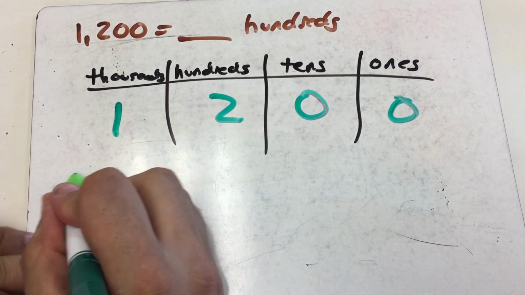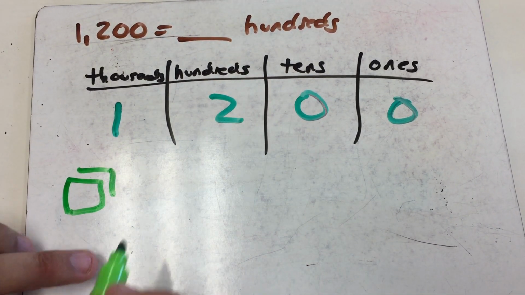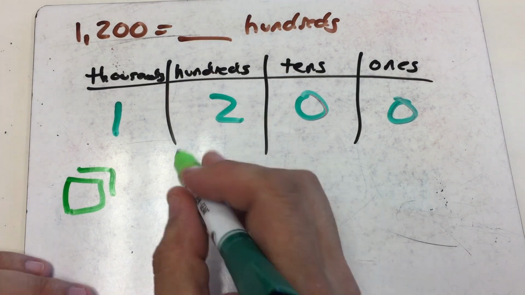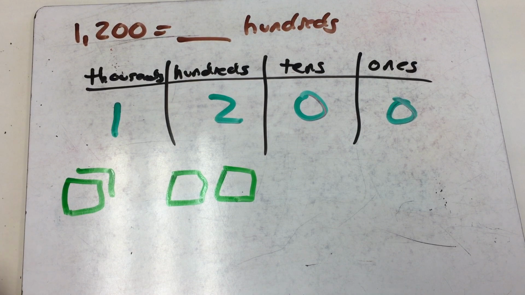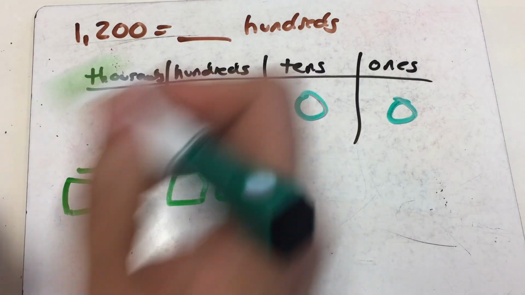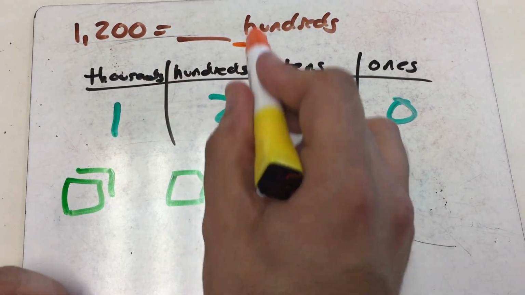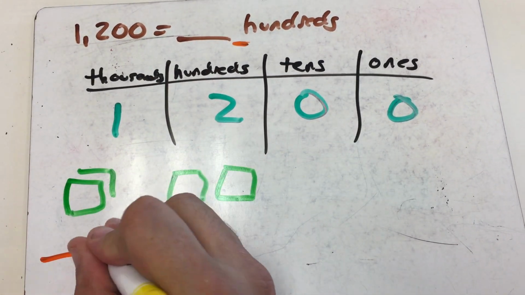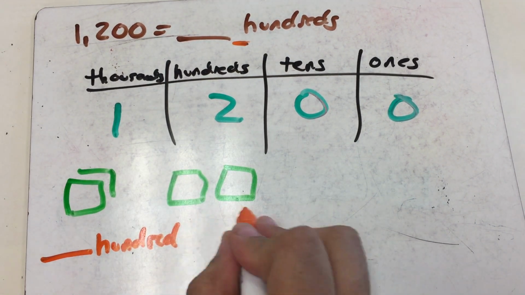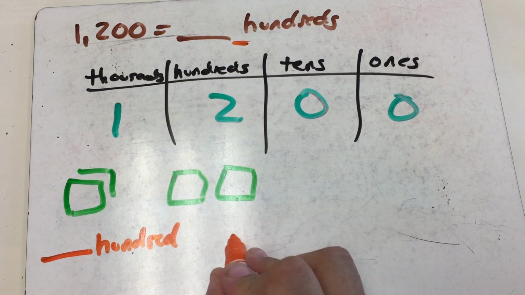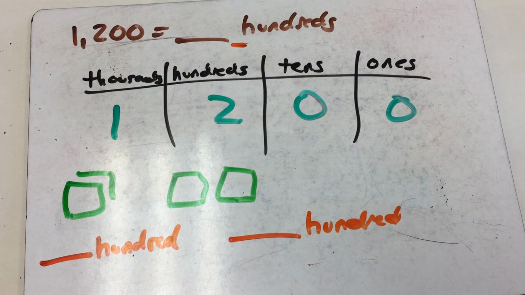So I know with my 1,000s, that's going to be a big cube right over here to show 1,000s. And then for 200s, that's going to be two flats. And that's really all that I have right there. So now my next step, I know that I'm trying to turn this into something in hundreds and to figure out how many that is. So I'm going to look here and see how many hundreds I have here. And using these two flats, I should have drawn them a little further over, how many hundred we have right there.